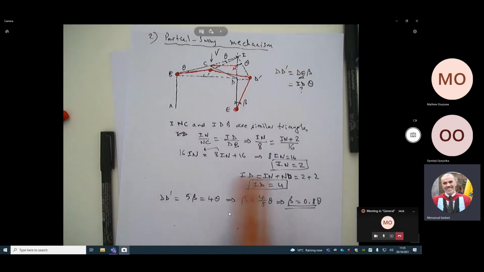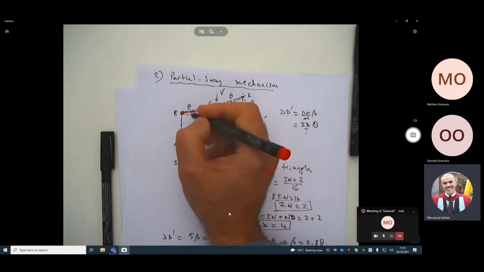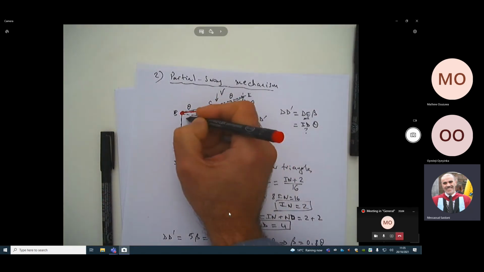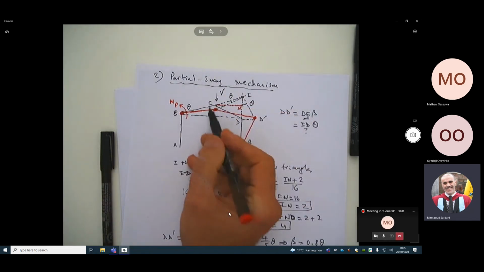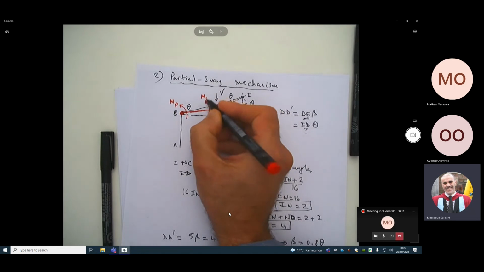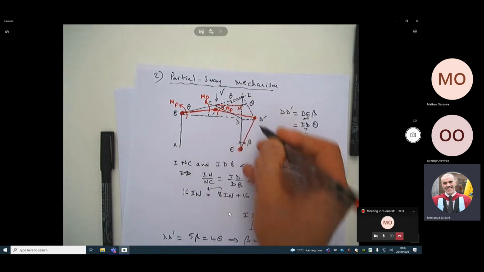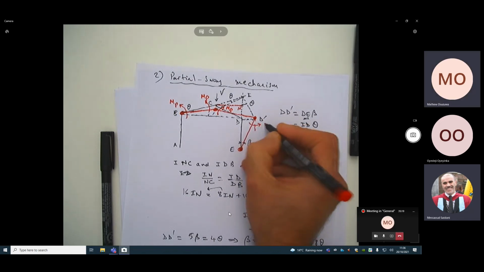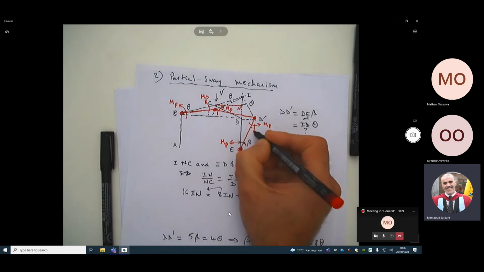The one thing I haven't done here is to show the direction of the moments. So we have MP here, then this is rotating clockwise, so we have MP. And by equilibrium, we have MP, and we have MP, and finally, we have MP there. This is beta.